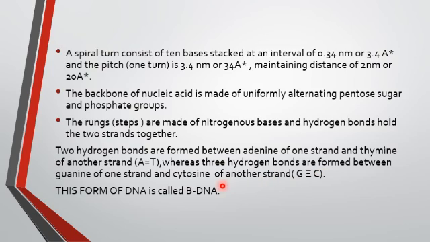This form of DNA is B-DNA, which is right-handed and has 10 nucleotides or 10 base pairs. So these are the very important salient features of the double-stranded model proposed by Watson and Crick.